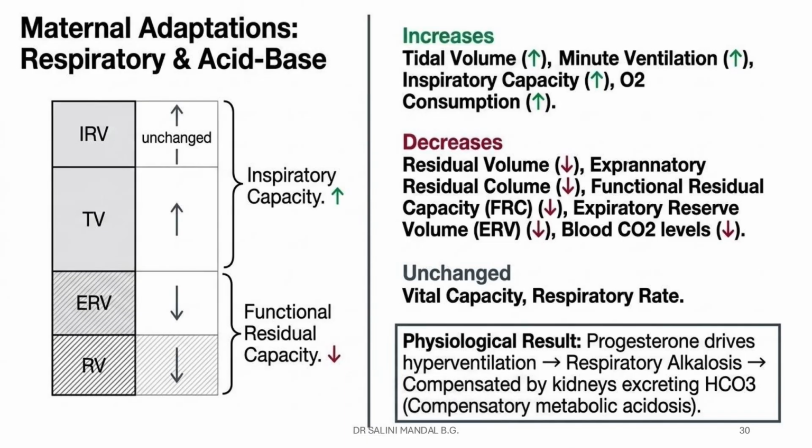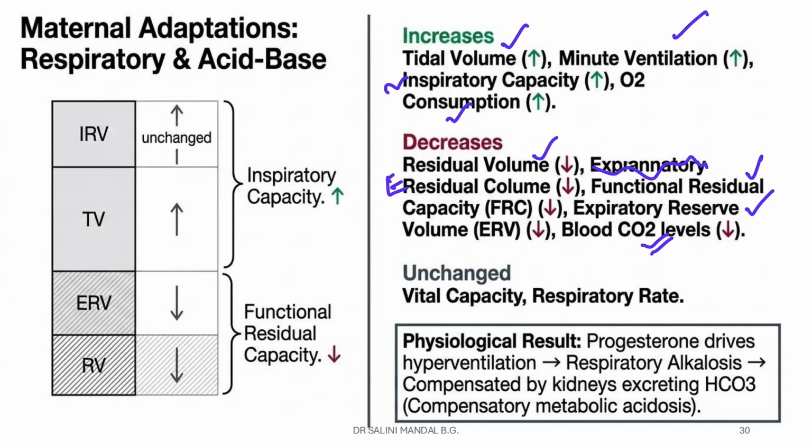What all are going to increase? Tidal volume, minute ventilation, inspiratory capacity, oxygen consumption. All these are going to be increased in pregnancy. But residual volume, expiratory reserve volume, functional residual capacity, and the blood carbon dioxide levels, all these are going to be decreased in pregnancy. Vital capacity is unchanged, and the respiratory rate is unchanged.